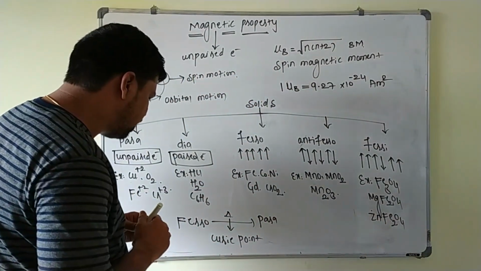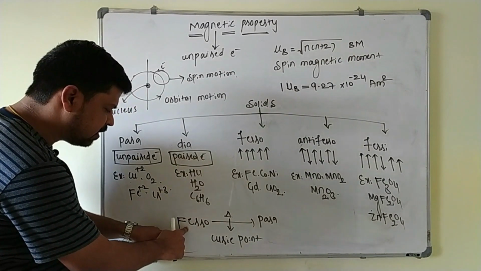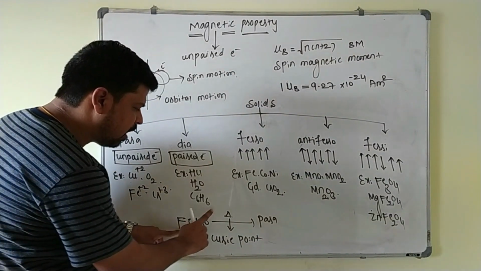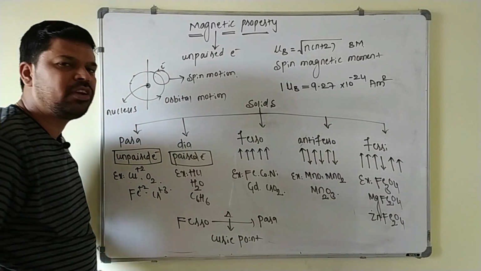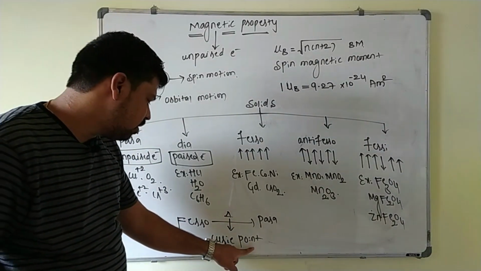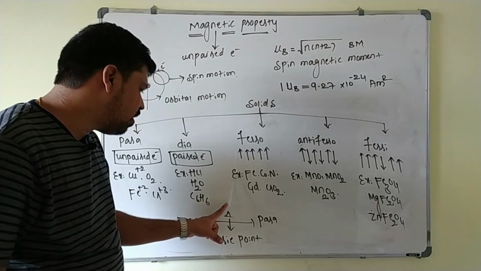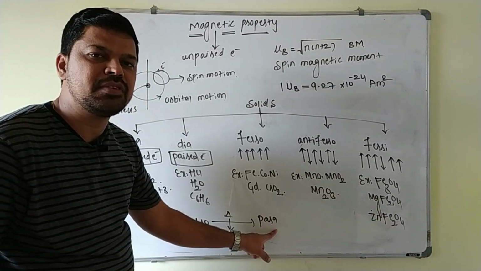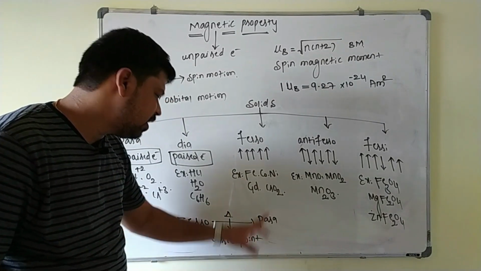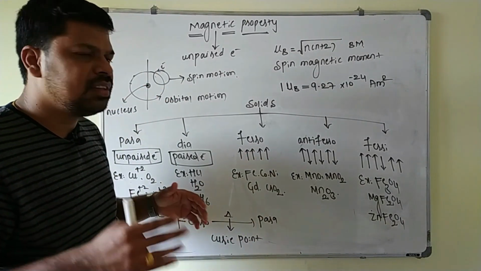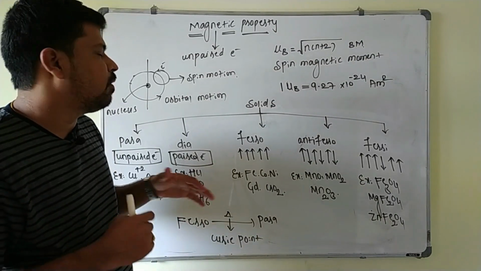The next important point is the temperature at which a ferromagnetic substance is converted into a paramagnetic substance. The temperature is called the Curie point. You have to remember this. The Curie point is the temperature at which ferromagnetic substances, on heating, convert into paramagnetic substances. So the temperature at which ferro becomes para is called the Curie point here. Okay, this completes the magnetic property of the solids.